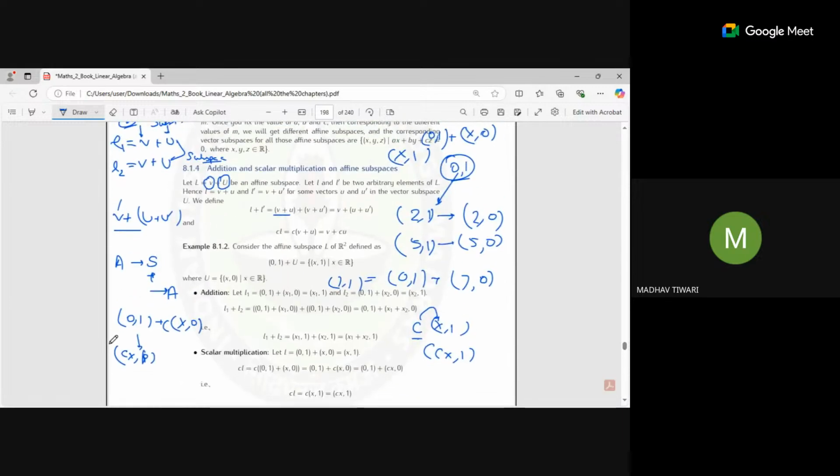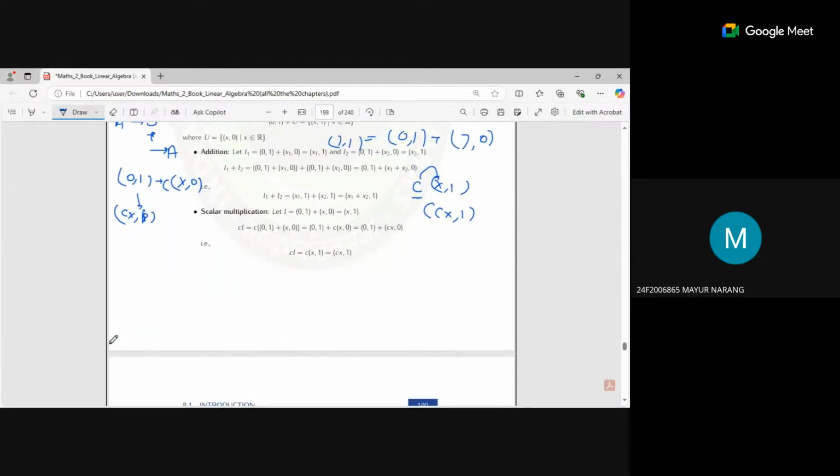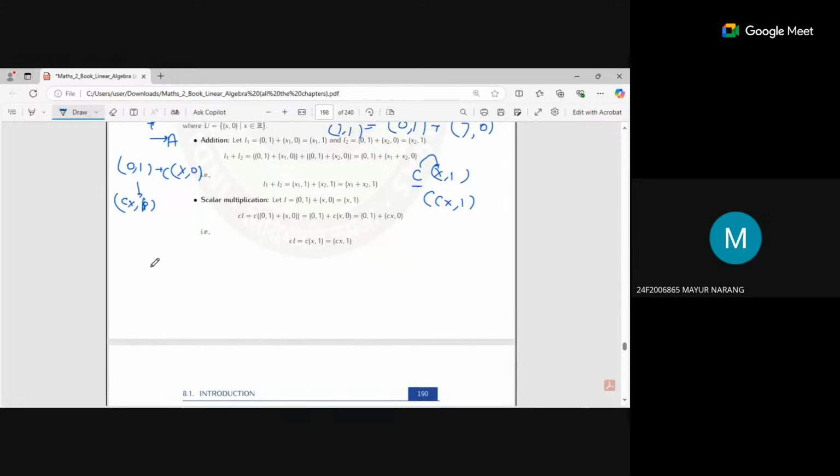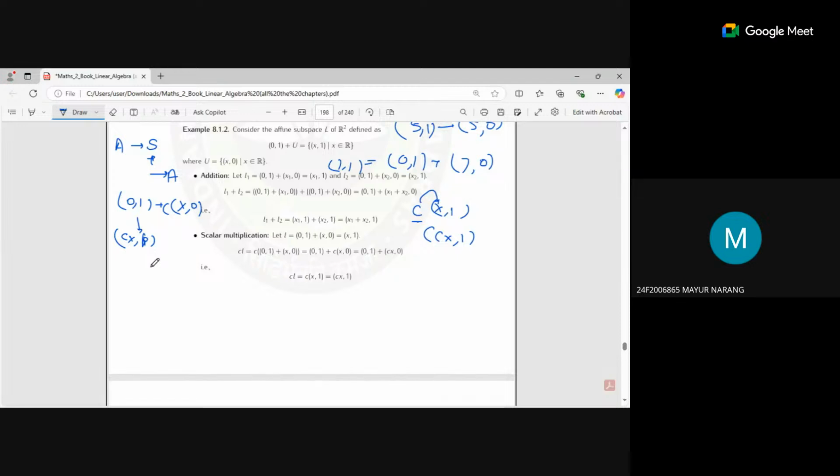Any query? Yes, sir. Sir, a query regarding scalar multiplication. First of all, an affine subspace is given, then we have to convert it into a subspace, right? For a subspace, what you need to do is just remove the translatory point. If you are aware that the translatory point is (0, 1), subtract it from each vector that is inside your affine subspace.